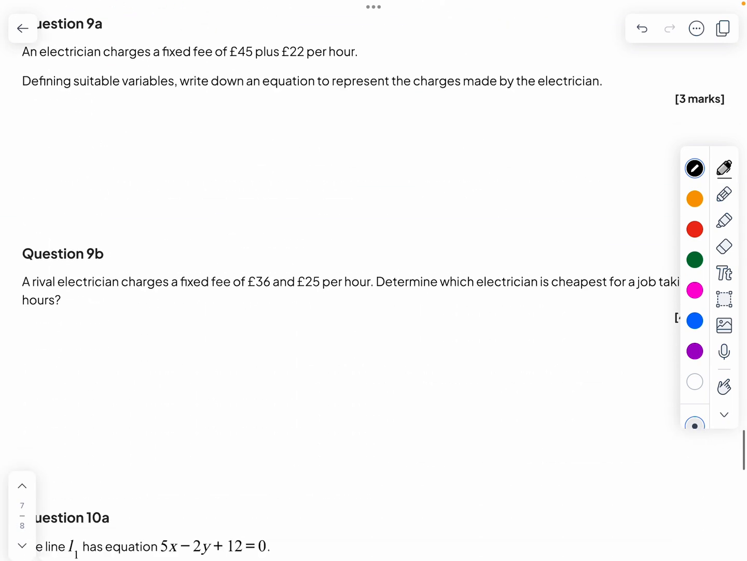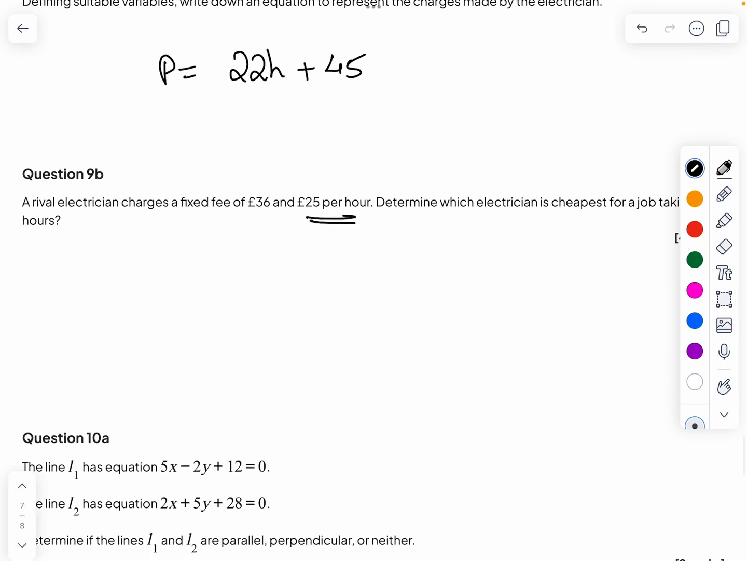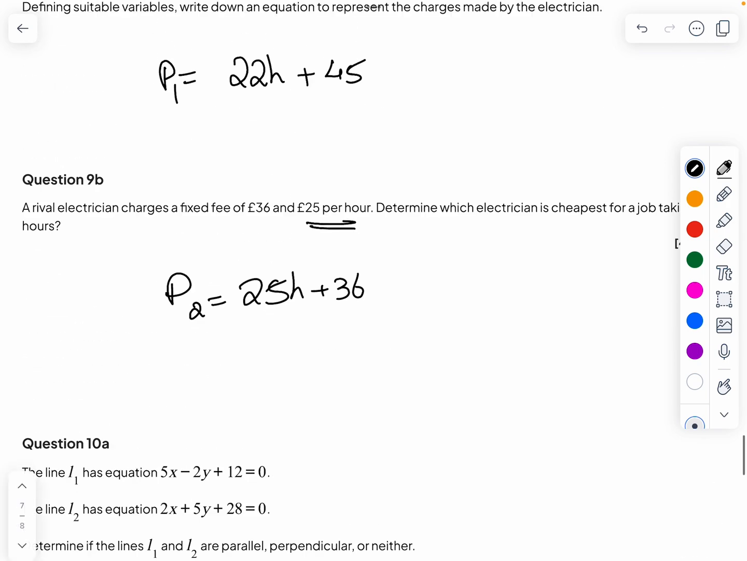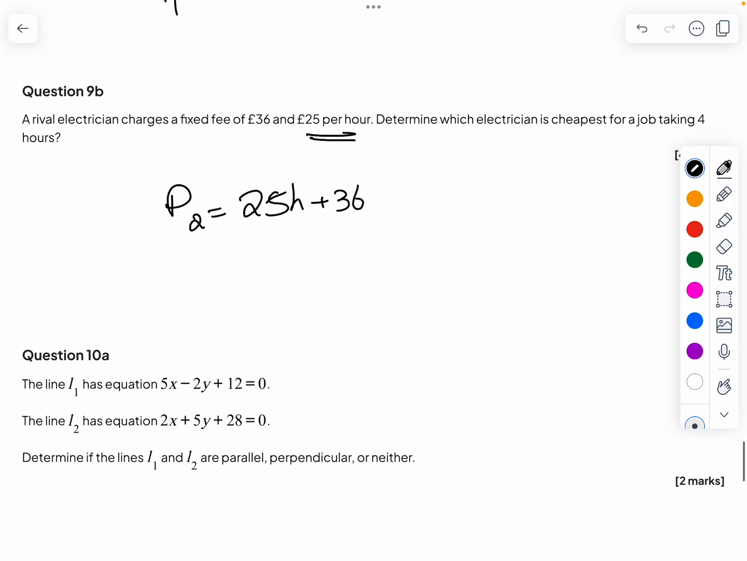Question number 9. An electrician charges a fixed fee of £45 and £22 per hour, so 22h plus 45. That is the equation. A rival charges £25 per hour, 25h plus 36. This is P2 and P1. Determine which electrician is cheapest if it is taken for 4 hours.